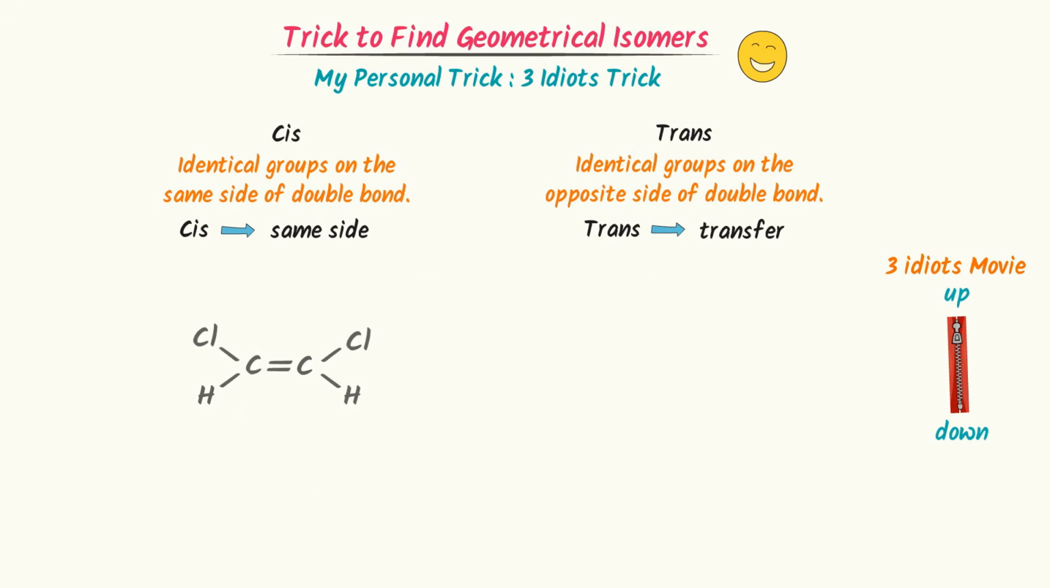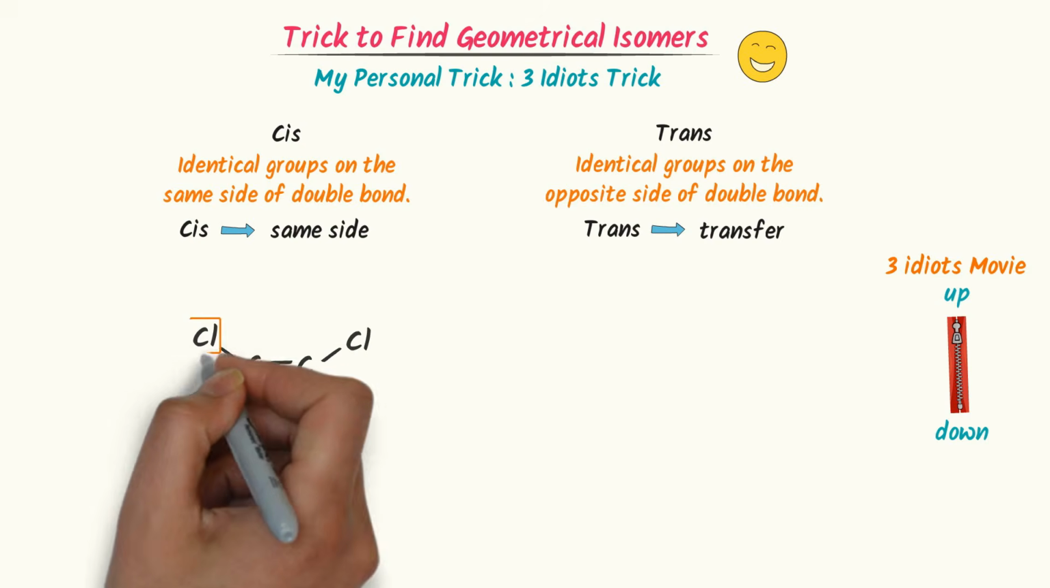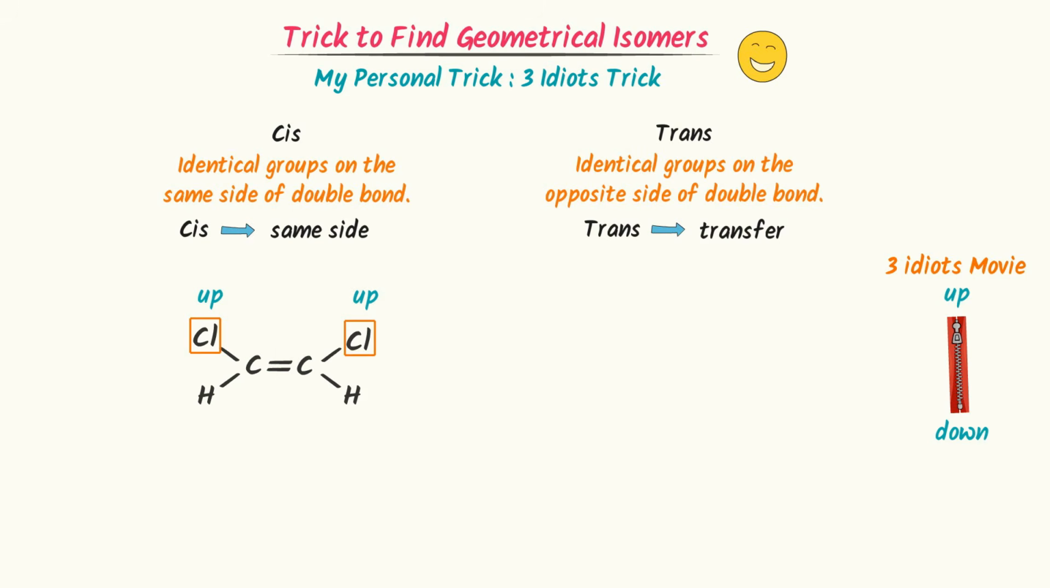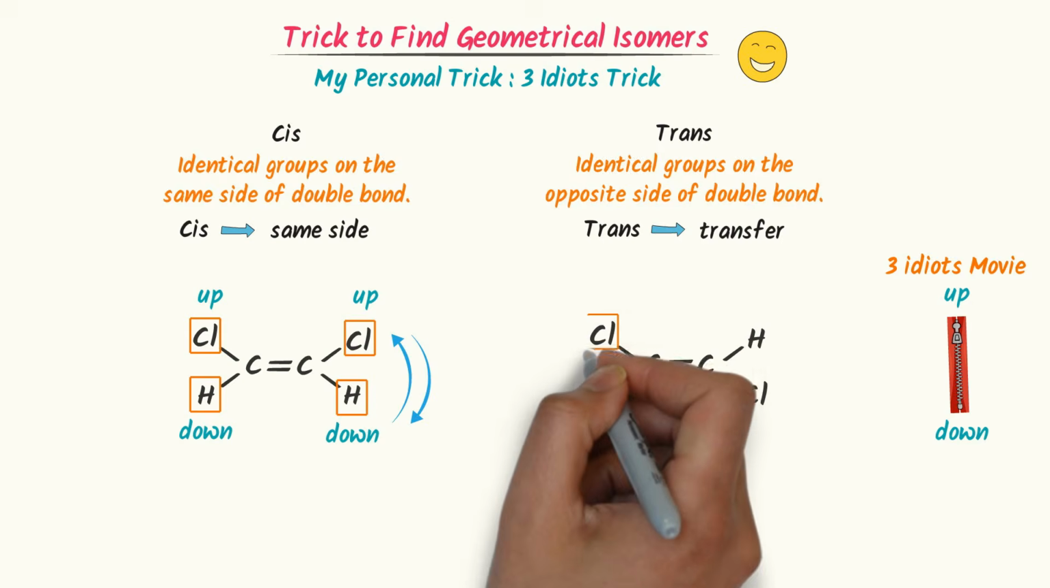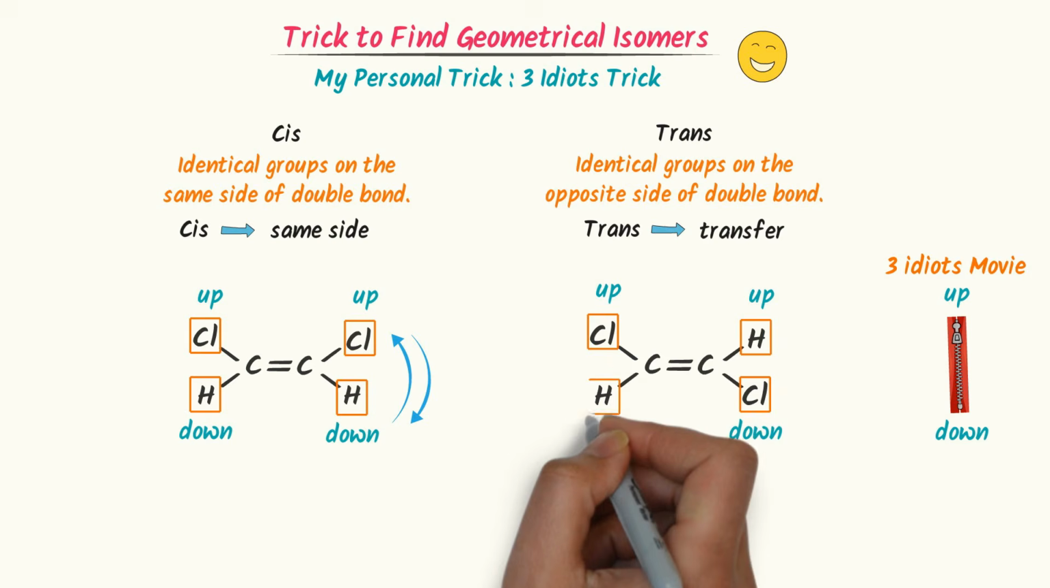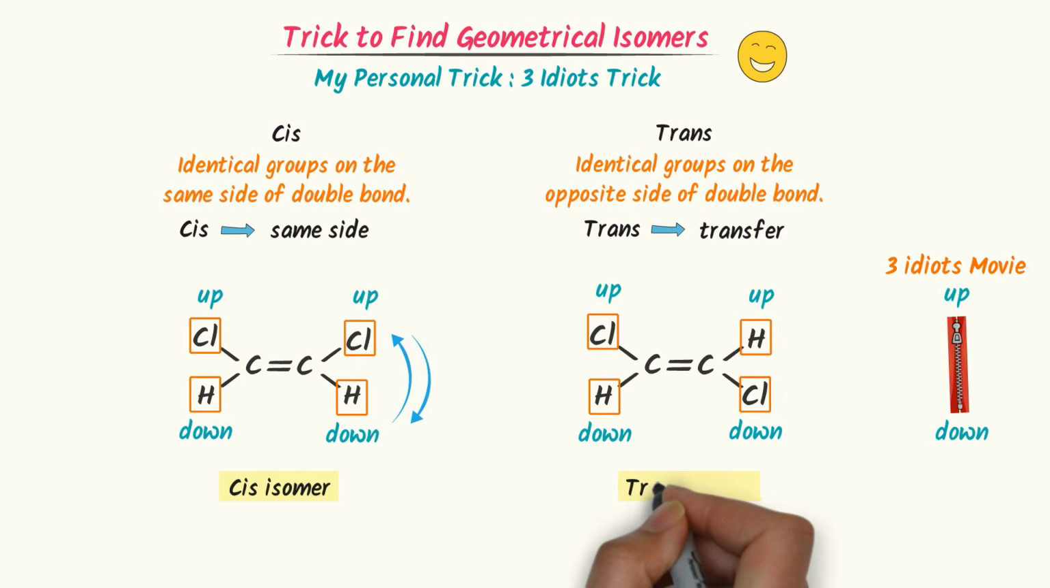Now consider this compound. Pause the video and find its geometrical isomer. Well, in this compound, two groups on each carbon are different, so geometrical isomerism is possible in it. This chlorine is up and this chlorine is also up. This hydrogen is down and this hydrogen is also down. According to the up and down trick, I will interchange the up and down positions of these groups. I get this compound. Here, this chlorine is up and this chlorine is down. This is the cis isomer and this is the trans isomer, hence note it down.